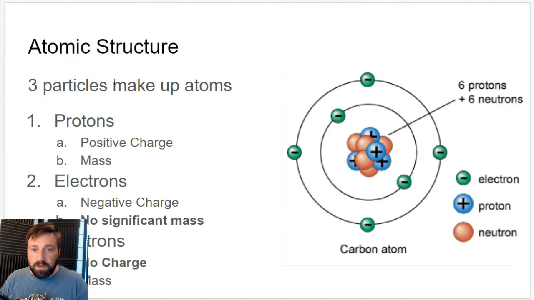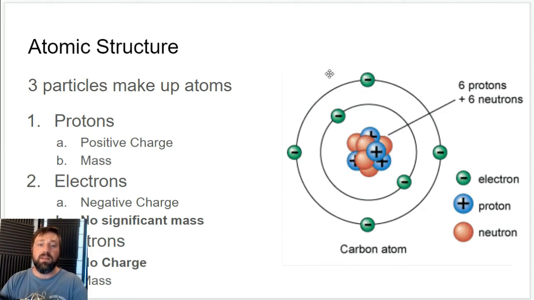Let's go through and talk about how an atom is structured. We talked about it before, but let's go over this again. In the nucleus, in the center of an atom, you have protons and neutrons. Both of these have mass, approximately 1 AMU. Protons are positively charged, neutrons are neutral.